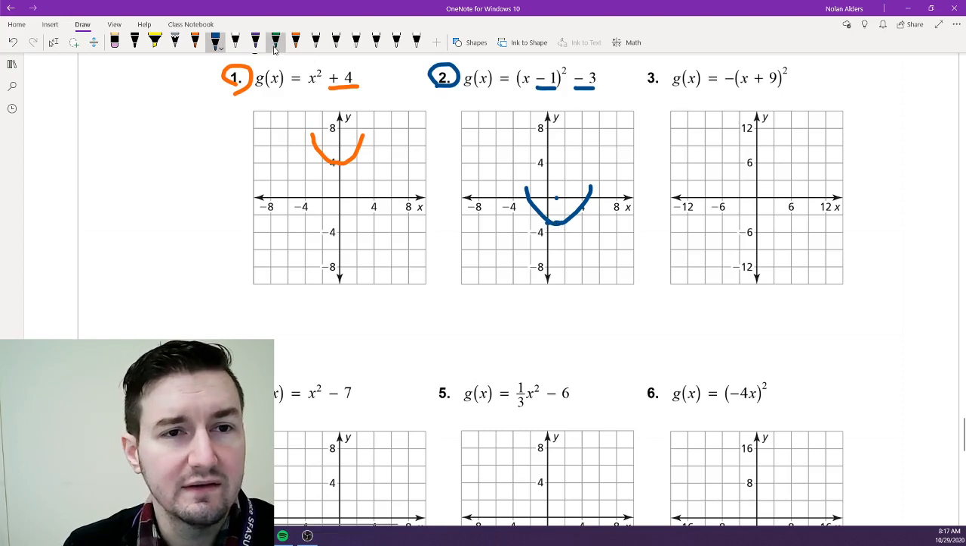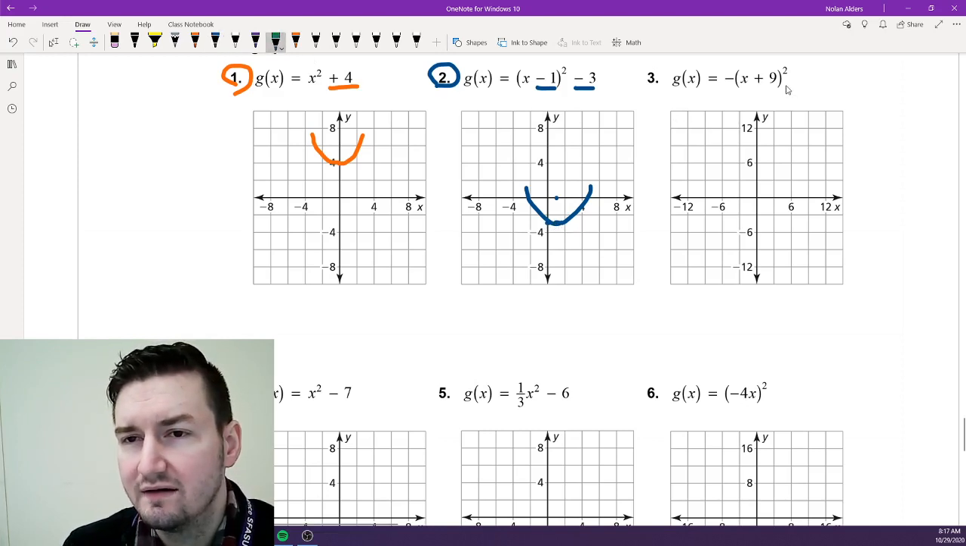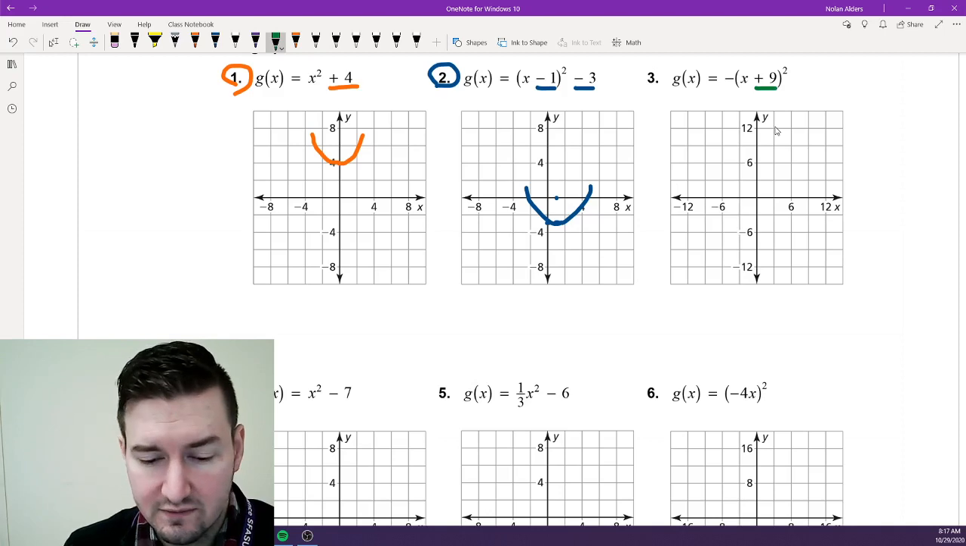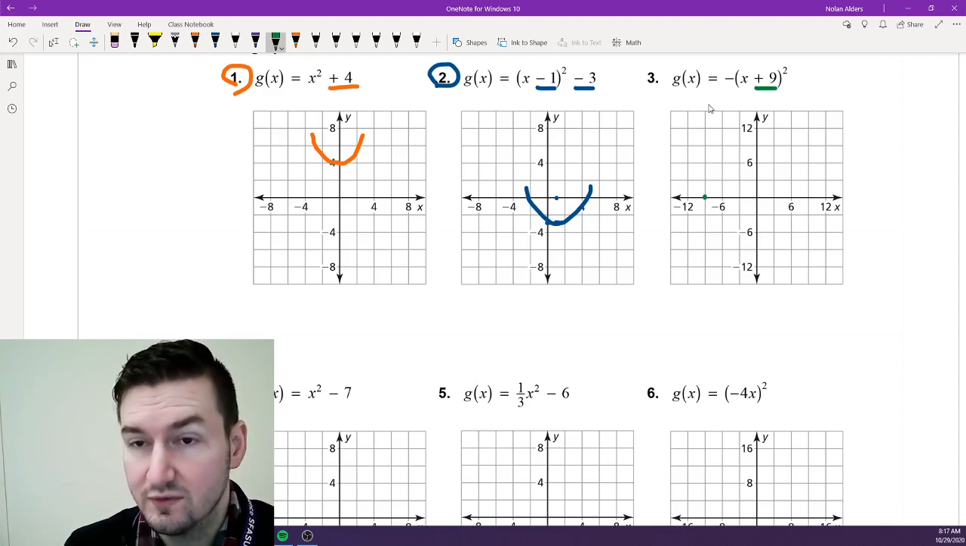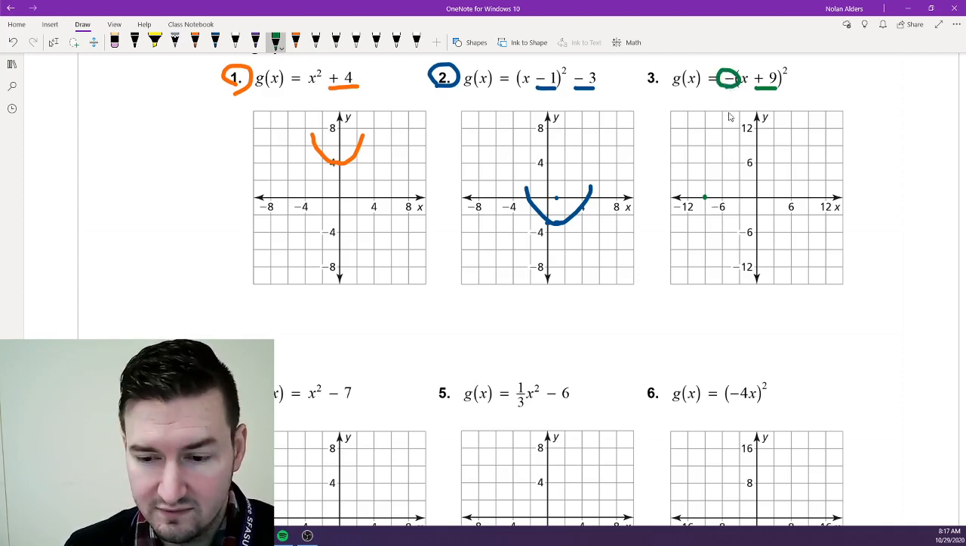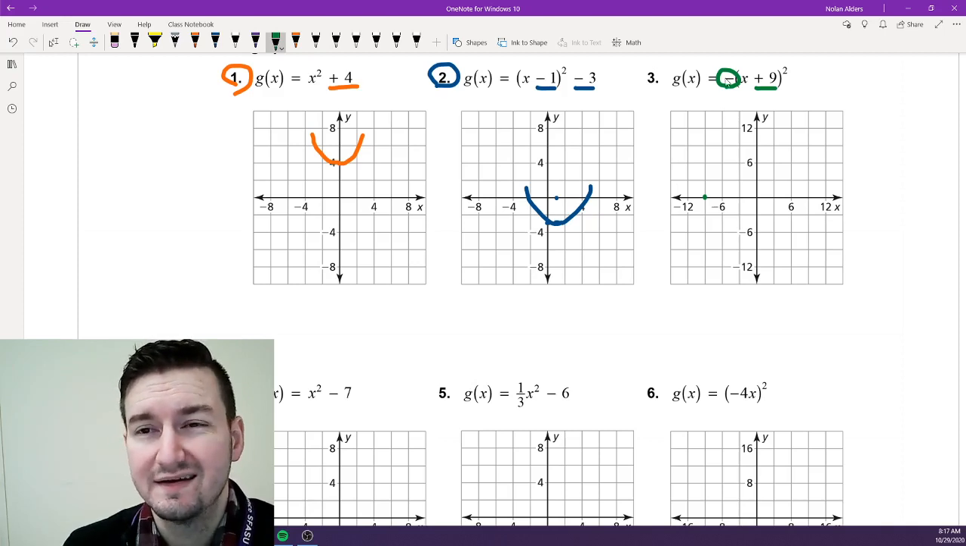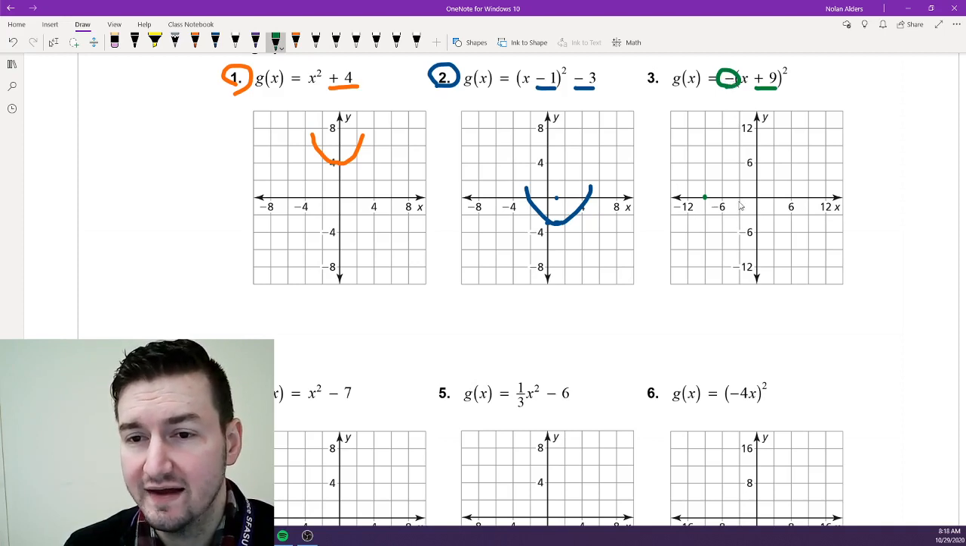For number 3, we're going to have this plus 9 in parentheses, so that means that we're moving left 9, be over here somewhere. Okay, so we moved left 9, and then this minus sign right here, this minus sign means that we are going to be reflected, and since it's out front, it's going to be a reflection across the x-axis. So it's going to flip our parabola to where it's upside down.